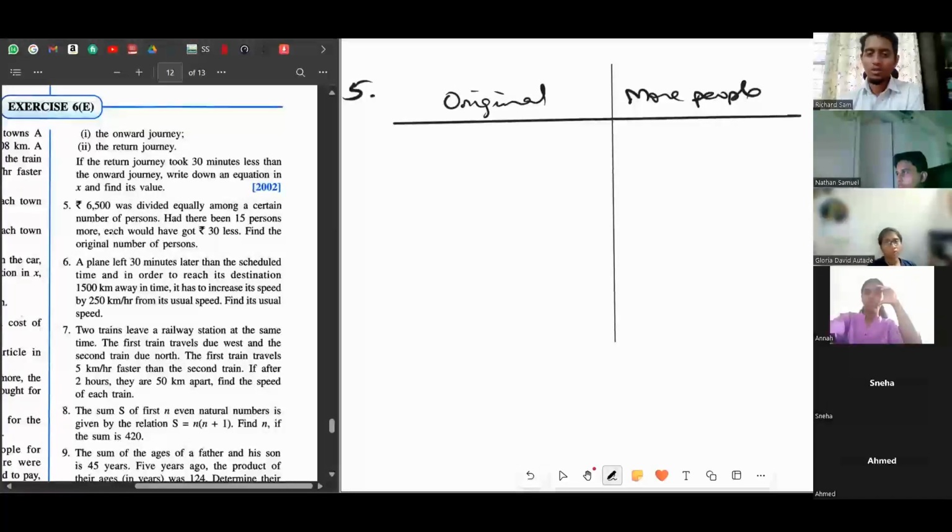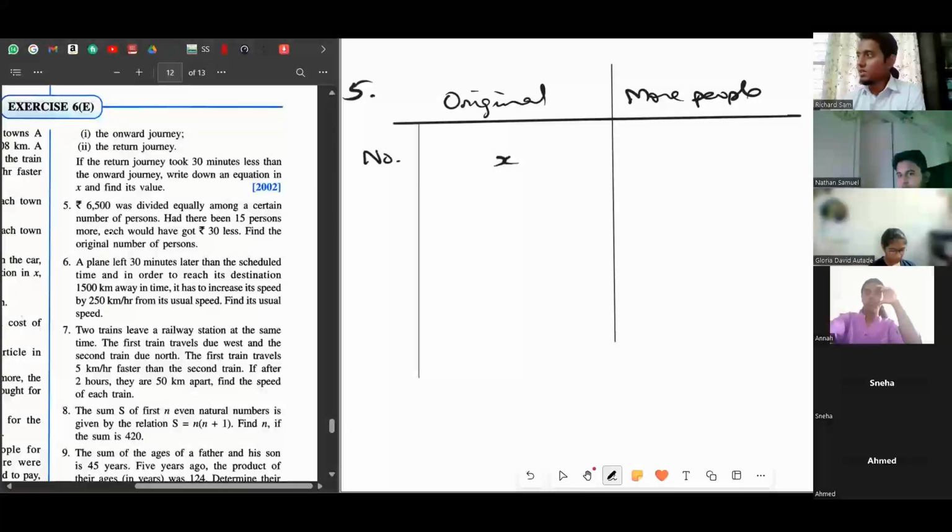Okay, two columns: originally, and if there are more people. So originally, how many people are there? What's the number of people? We don't know that, so the question is to find the original number of people. That we will take as x.